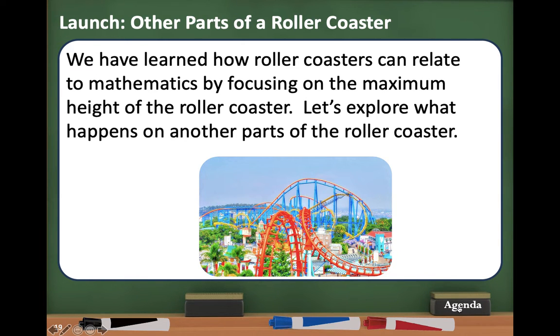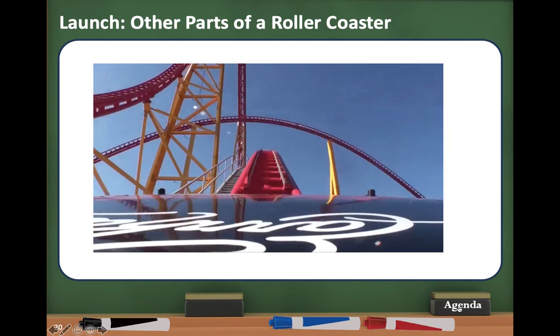Okay. I'm going to pause this to end this video. Or, should we just keep going? I'm going to keep going. This is the next part of our study of quadratics. We've learned how roller coasters can relate to mathematics by focusing on the maximum height of the roller coaster, right? Let's explore what happens on another part of the roller coaster. So from Friday's lesson, it was up, that lift hill, and then that first drop. We are going to focus on this other part.